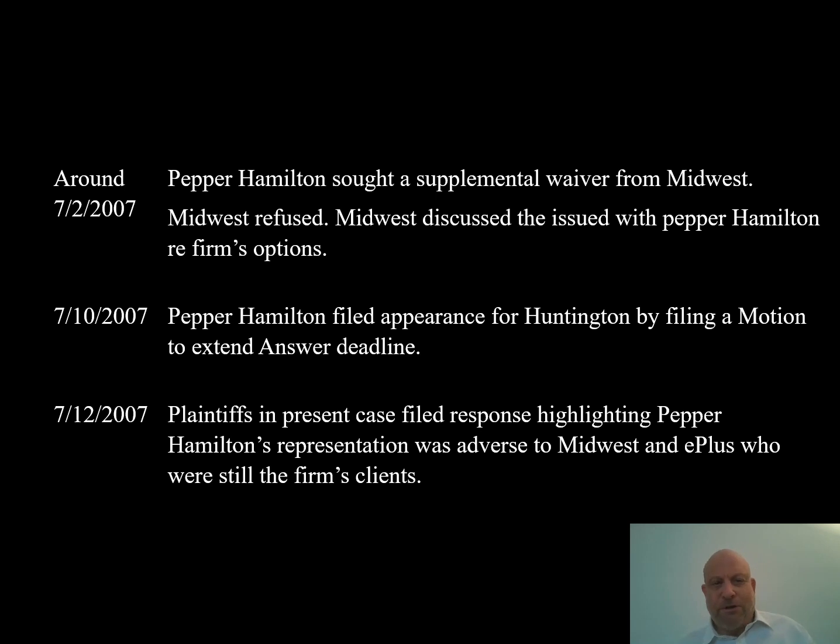Anyway, Pepper Hamilton is representing both parties now, so it went back to Midwest and tried to get a more encompassing conflict waiver agreement. So Midwest refuses, and then Pepper withdraws from Midwest, or tries to withdraw. Makes a motion, let's put it that way. Makes a motion to withdraw.